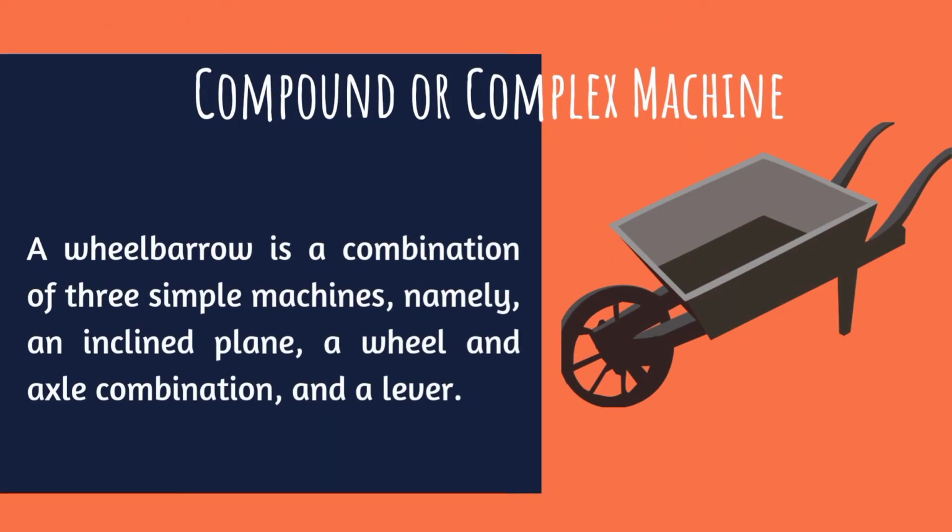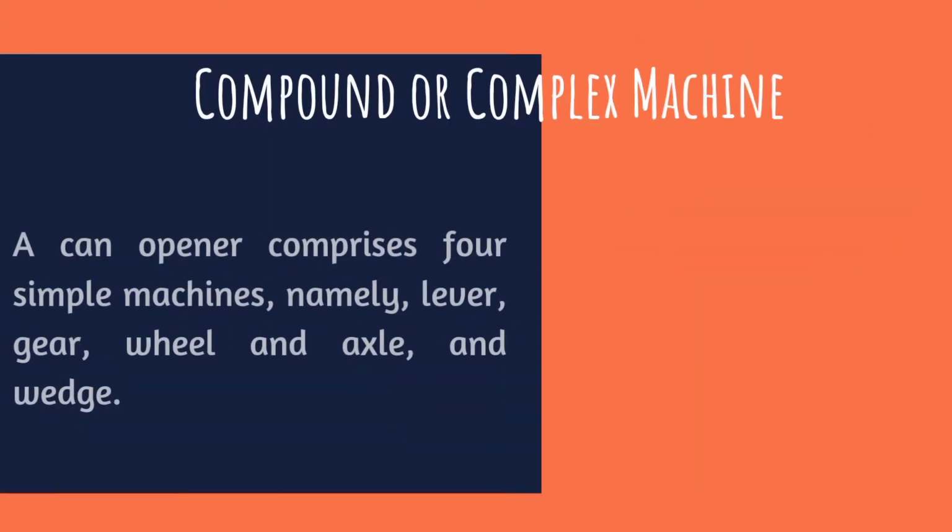A wheelbarrow is a combination of 3 simple machines, namely an inclined plane, a wheel and axle combination, and a lever. The container of the wheelbarrow is an inclined plane that helps store the load easily. The handles of the wheelbarrow act as levers, allowing the user to lift the load easily.